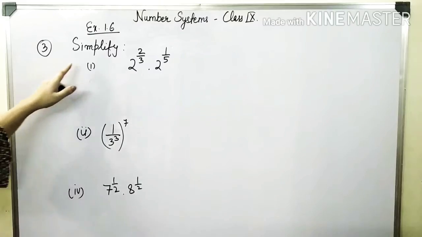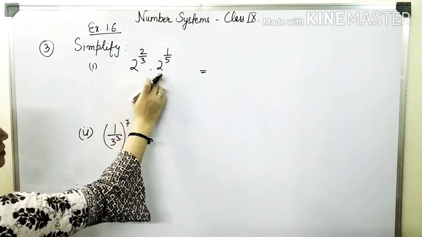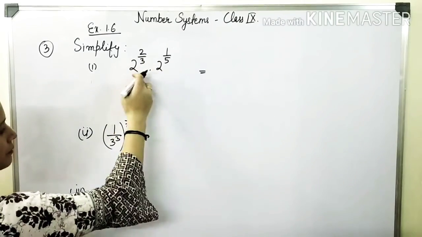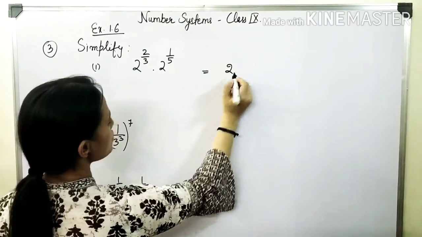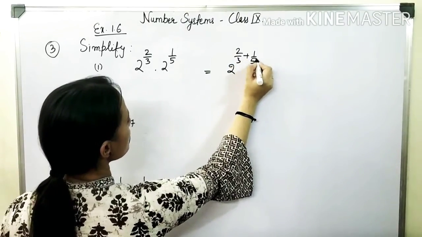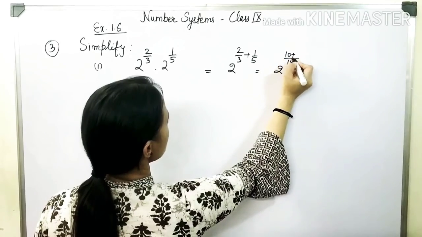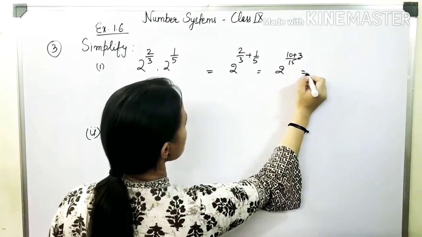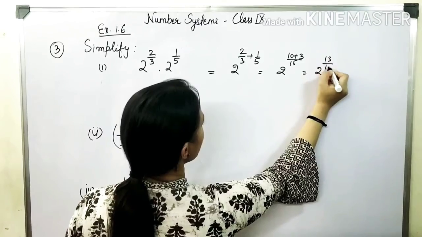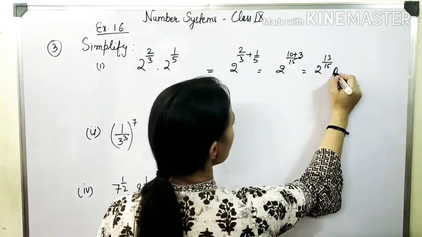Question number 3, you have to simplify this. So we can see here the base is same and the powers we can add because they are in product. So we will get 2 raised to the power 2 upon 3 plus 1 upon 5. So it will give us 10 plus 3, that is 2 raised to the power 13 upon 15. We just have to simplify, we don't need to evaluate this, so we can leave the answer here.